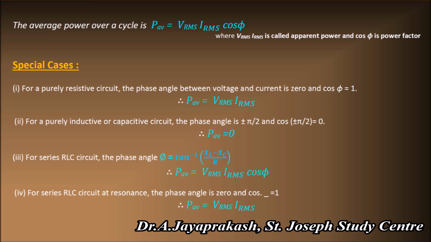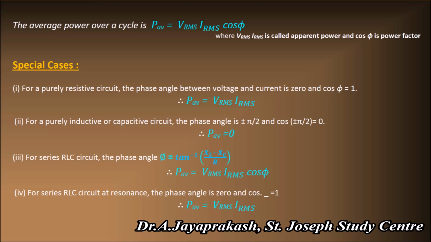So as usual, we'll take the same base formula. Average power is equal to Vrms Irms cos phi. In that, we know that Vrms Irms refers to apparent power and cos phi refers to power factor. First, we'll take the case of a purely resistive circuit. The phase angle between the voltage and current is 0 and cos phi will take the value of 1.